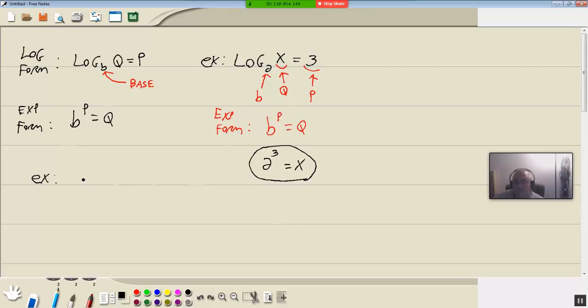Now if they give us 5 to the x minus 1 is equal to 2, and we want to rewrite this in log form. Well, if we look at our exponential form, the power, the exponent, is going to be our p. So this x minus 1 here is our p. What's immediately to the left of it is our b, so the 5 is going to be our b. And then the other side of the equal sign is going to be our q.